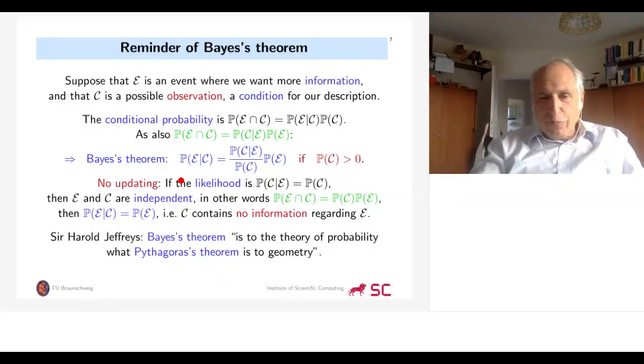This is a very, very important theorem in probability theory. And Sir Harold Jeffreys, a famous statistician, says that Bayes' theorem is to the theory of probability what Pythagoras' theorem is to geometry. And we'll see this is literally true later.